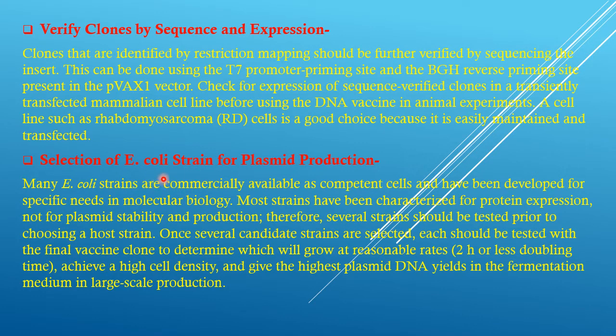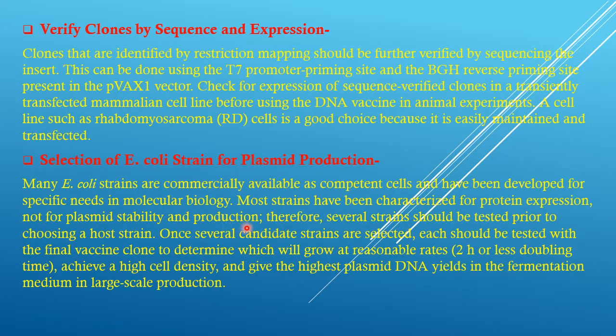Selection of E. coli strain for plasmid production. Many E. coli strains are commercially available as competent cells and have been developed for specific needs in molecular biology. Most strains have been characterized for protein expression, not for plasmid stability and production.